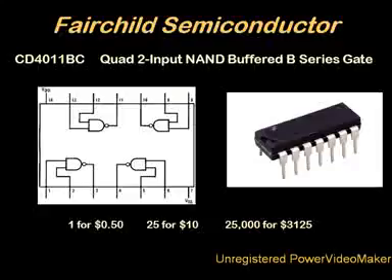The next major breakthrough came when we realized that we could put multiple transistors, and in fact multiple logic gates, into the same package. We could integrate them all into a single circuit, an integrated circuit. And even today you can still buy a quad 2-input NAND buffered B-series gate from Fairchild Semiconductor for about 50 cents a piece.